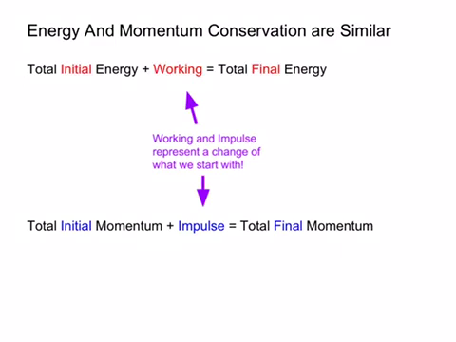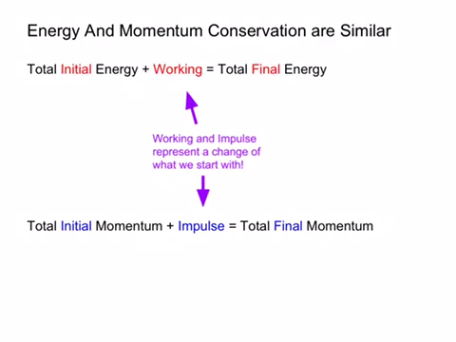Last unit, in our LOL diagrams, we learned that whatever energy you have initially stored in the system, plus whatever working there was, and sometimes there was no working, gives you the final total energy stored in the system. In this unit, it looks very similar because in the beginning we have some total momentum and some impulse could or could not happen, whatever that is. When you take the sum, it's going to be equal to the total final momentum in that system.